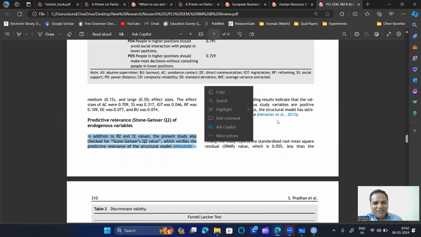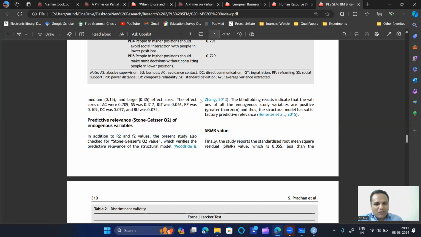My friends, can you see the defense? Yes, sir. They have not spoken about PLS predict. They have simply said, okay, Q square values are greater than 0, the model has satisfactory predictive relevance.